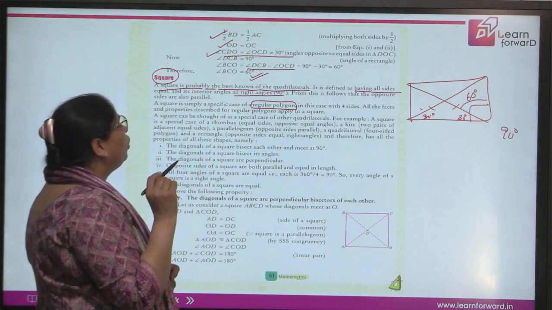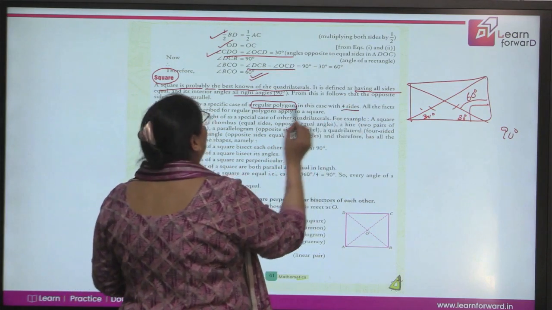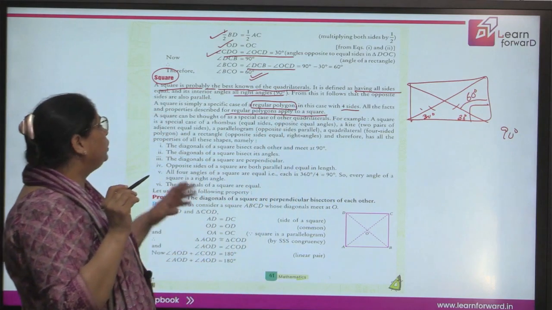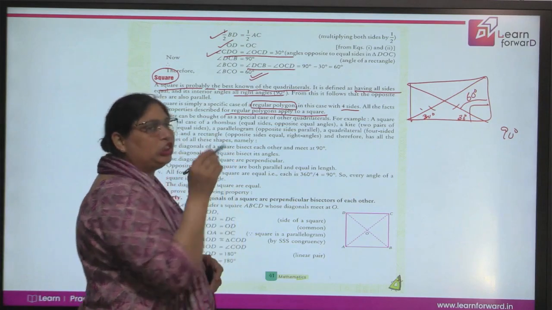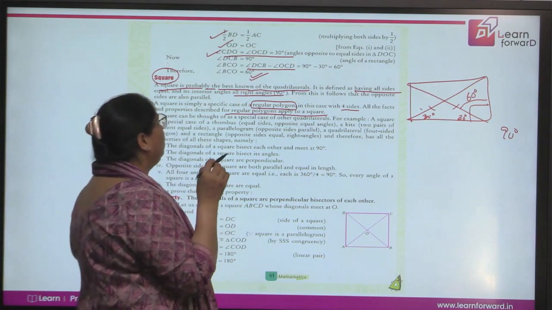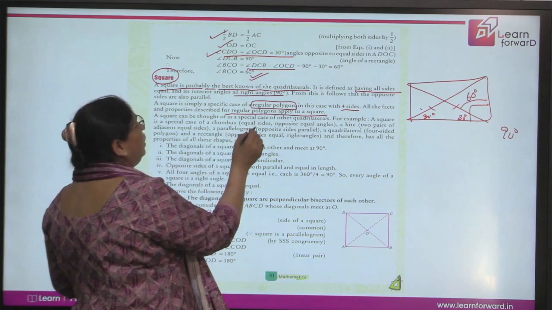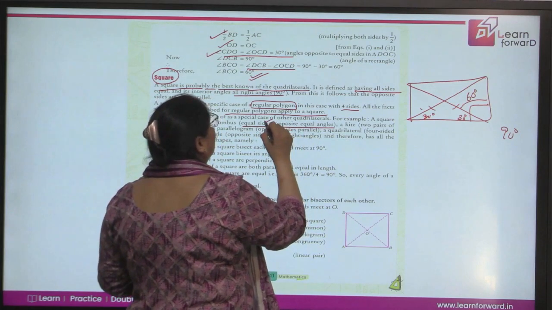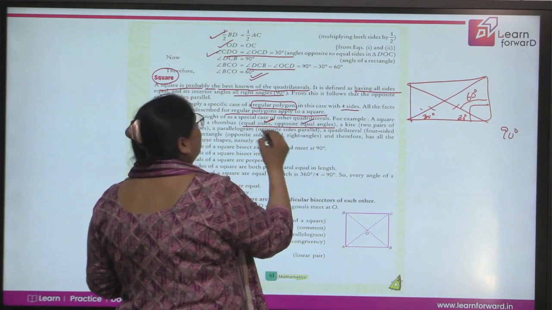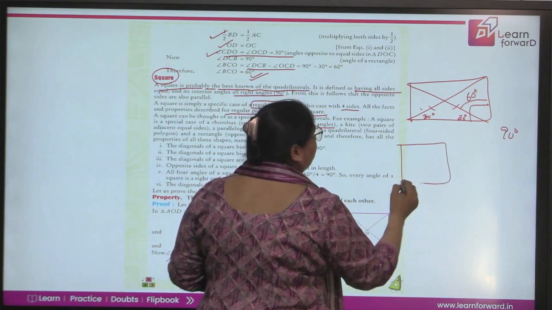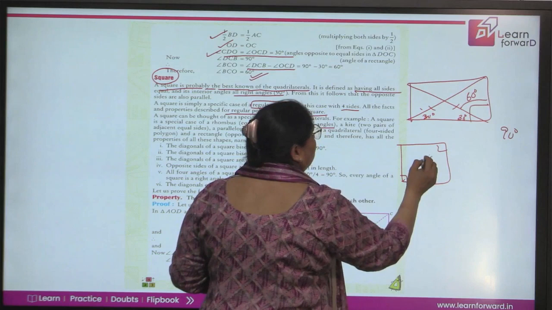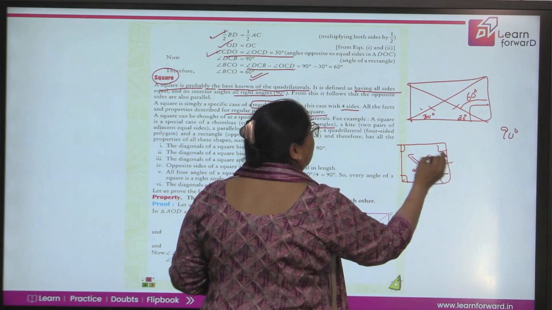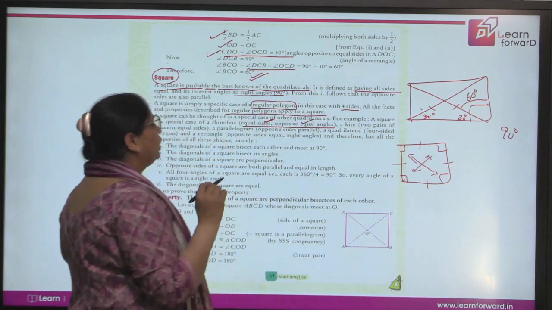in which four sides, all the properties of a regular polygon apply to a square. That means all sides are equal and each interior angle is 90 degrees. In a square, opposite sides are equal, and opposite angles are equal. Since all the angles are 90 degrees, opposite angles are equal. This angle is equal to this angle, and this angle is equal to this angle. All four sides are equal, each angle is 90 degrees, and opposite angles are also equal.